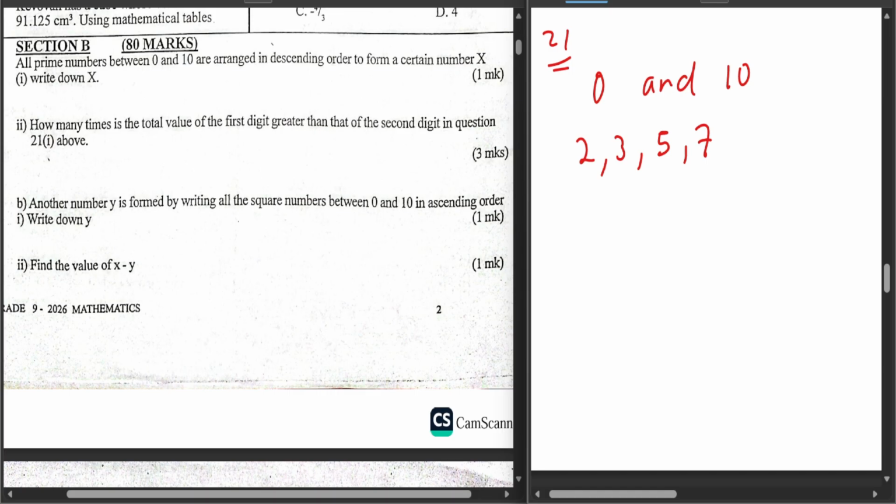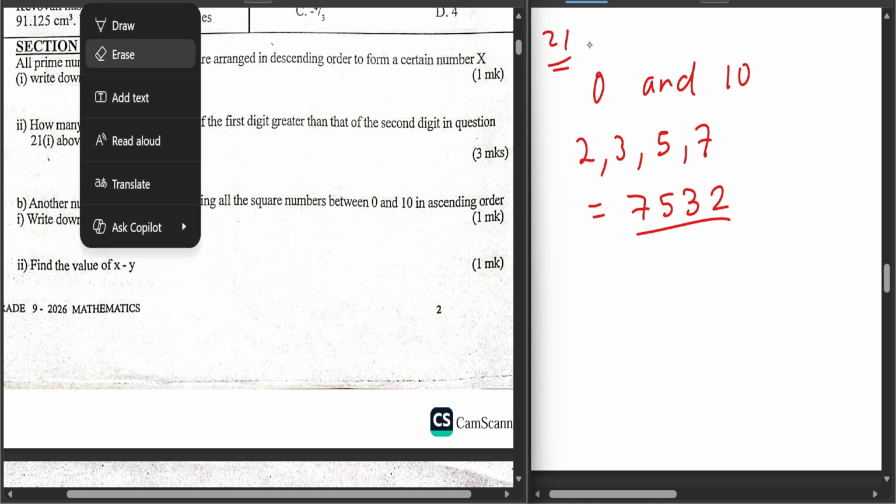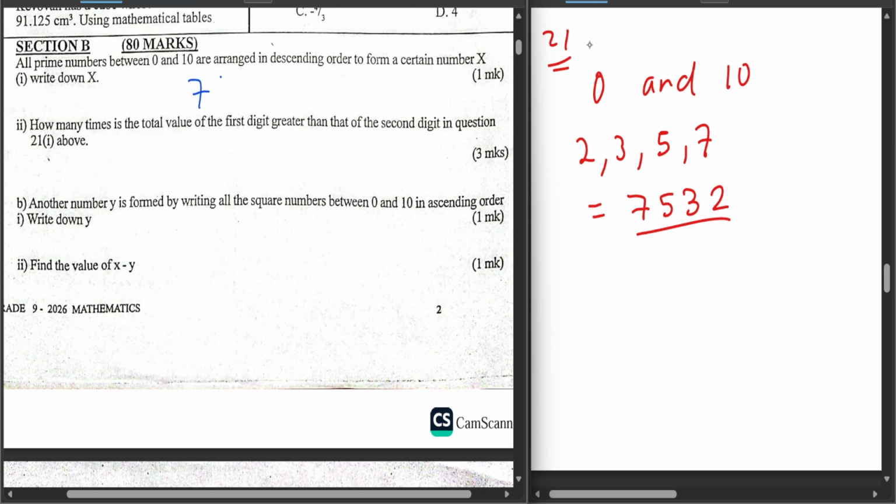You can either divide by 3 or 1 or itself, which is 9. So in descending order, that is from the largest to the smallest, the largest being 7, followed by 5, followed by 3, then 2. So that is your answer to Roman 1. Let me just write it here: 7, 5, 3, 2. Okay, that is Roman 1.